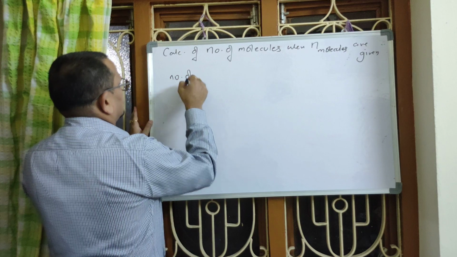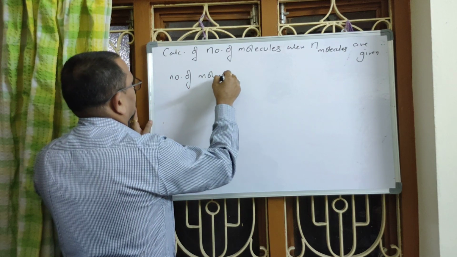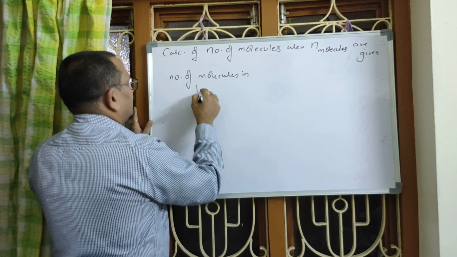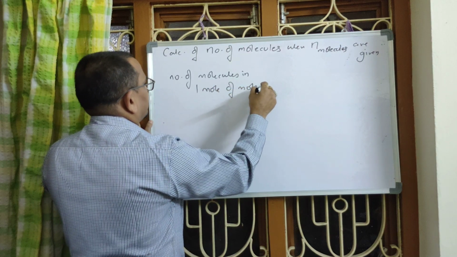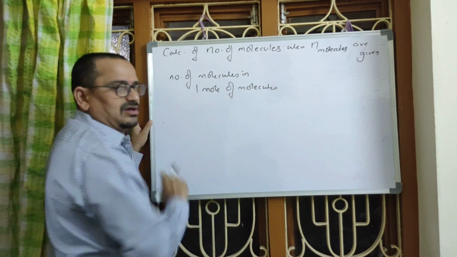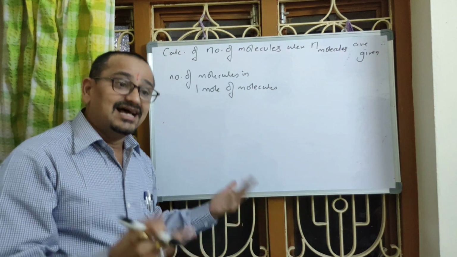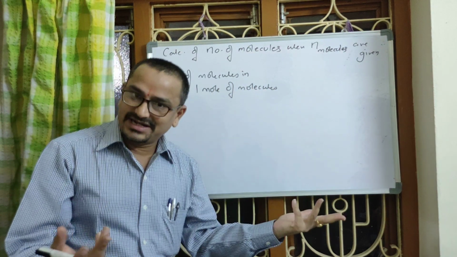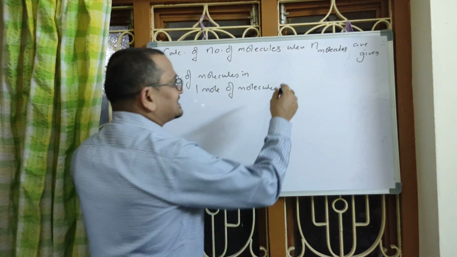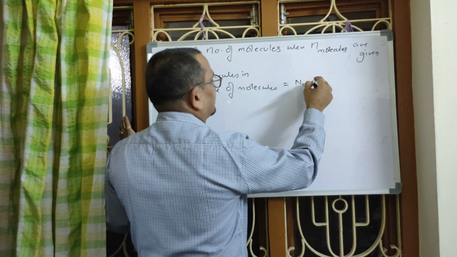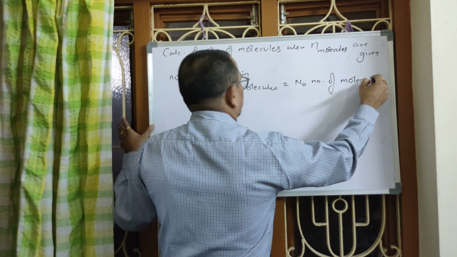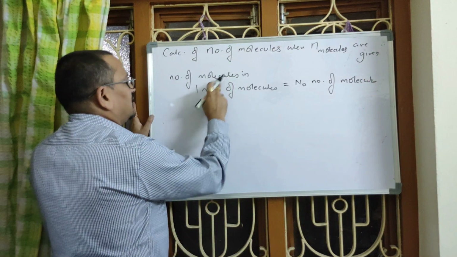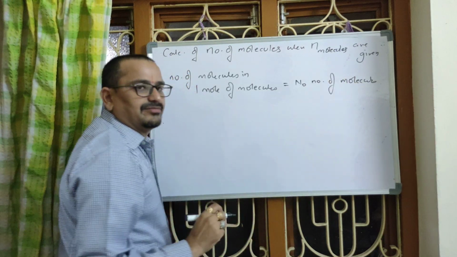Number of molecules in 1 mole of molecule. Number of molecules in 1 mole. 1 mole of any substance has how many? Avogadro number of particles. 1 mole of molecule has Avogadro number of particles. Number of molecules in 1 mole has Avogadro number.